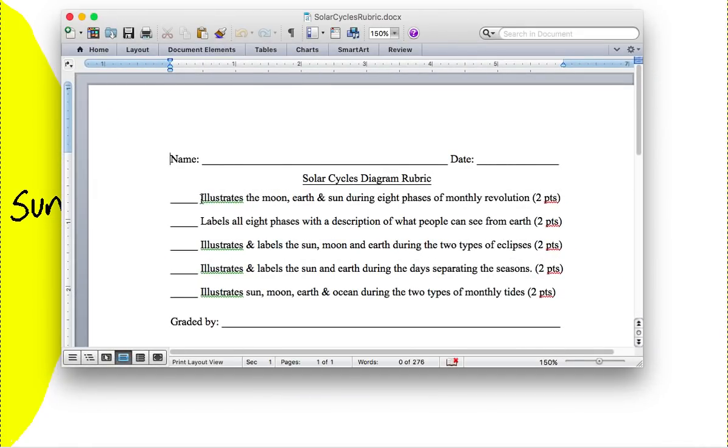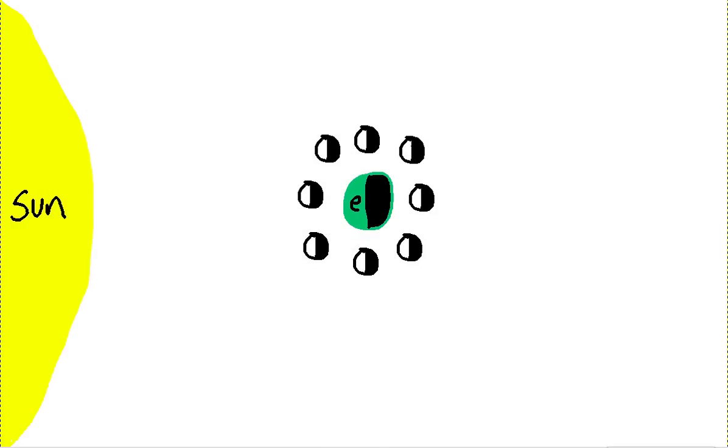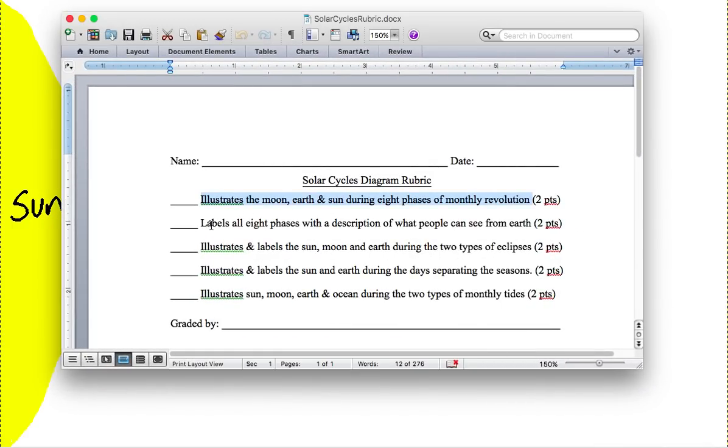And what we're talking about right now are the moon phases. This is just like what you did on Monday. So I've already gotten the first 2 points here, illustrated the moon, the earth, and the sun during the 8 phases of monthly revolution. The next thing that we're going to want to do is label all 8 phases.